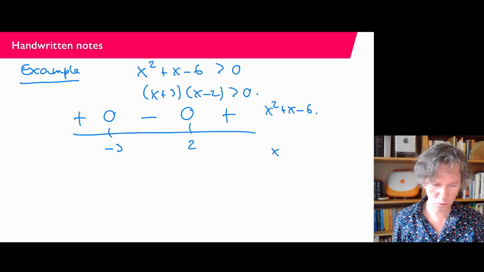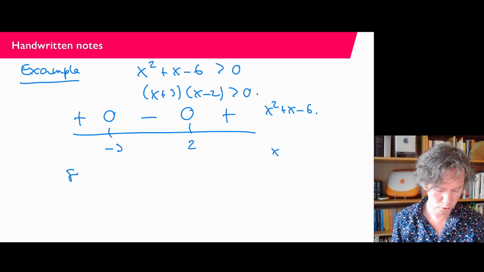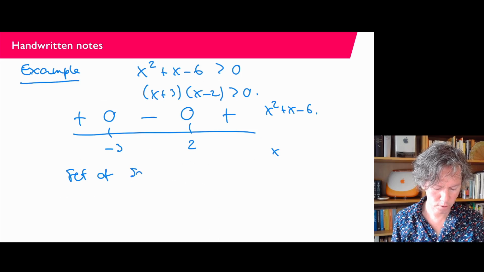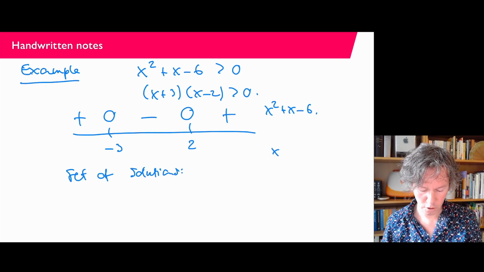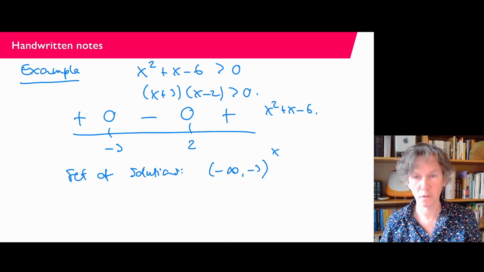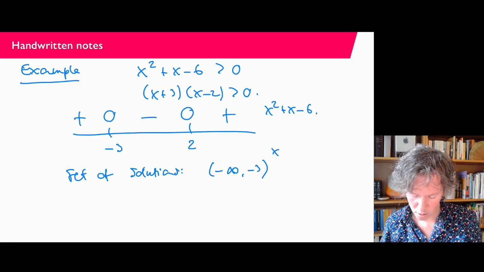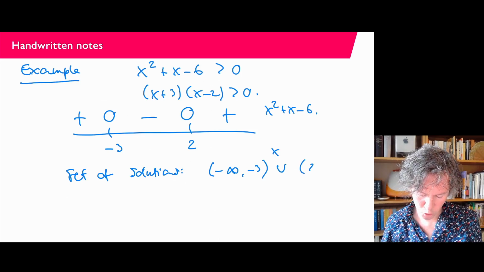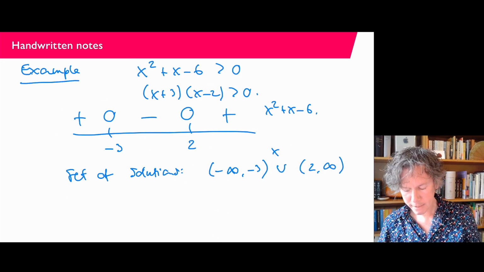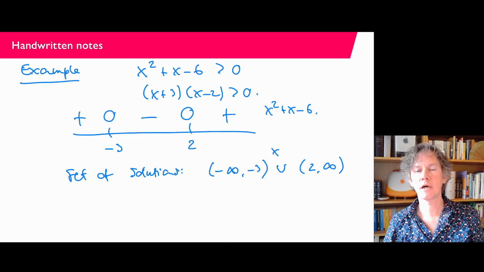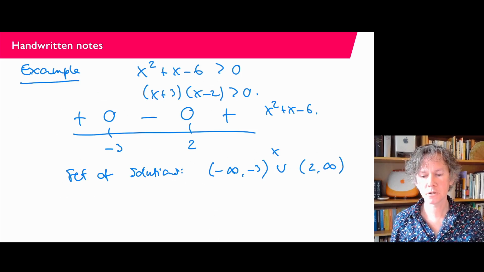And now I can read off the solution. So the set of solutions, I want positive, so that means that I have to take the interval from minus infinity to minus 3. Minus 3 is not a part because the expression needs to be strictly positive, not 0. Union with 2 to infinity. So that concludes a couple of examples of inequalities.